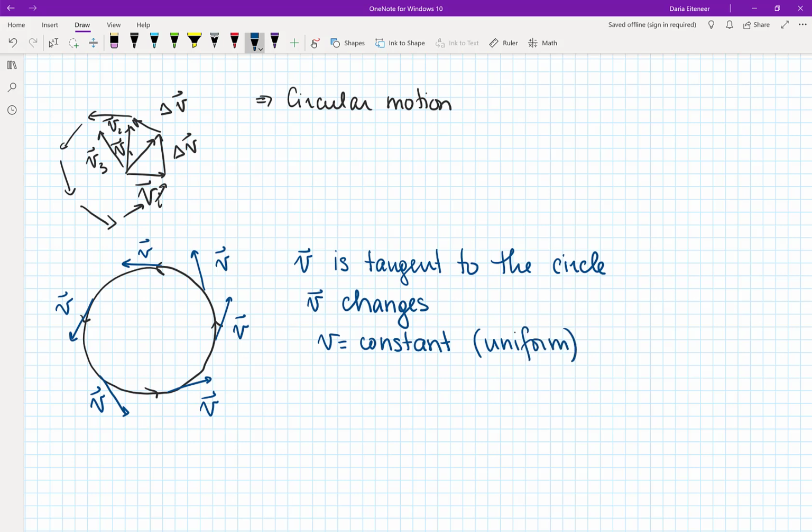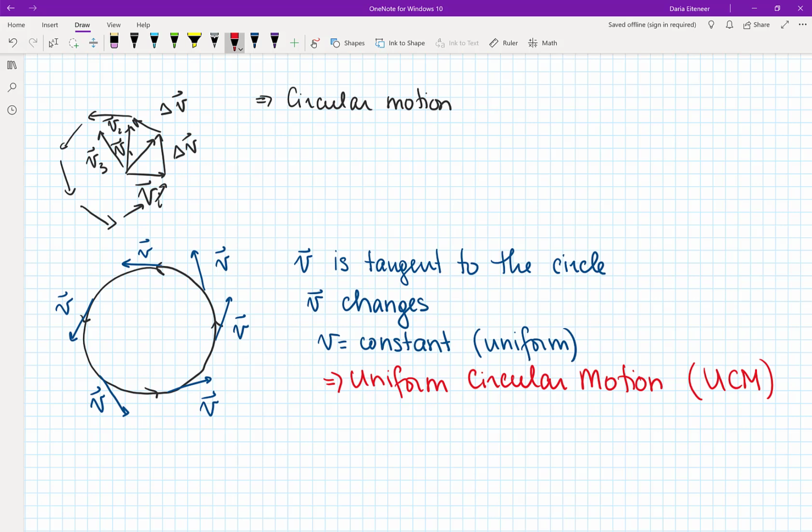Okay, so in this case, as the entire path of the object is a circle, we're going to refer to this as uniform circular motion. Pretty self-explanatory. Uniform circular motion. Again, uniform means speed is constant. You will see a lot of times this kind of motion abbreviated as UCM.